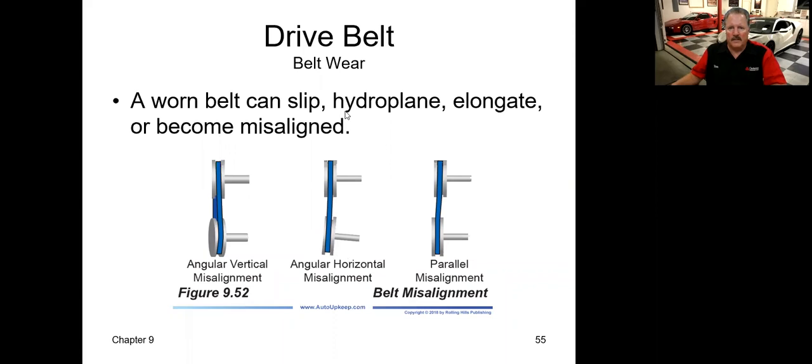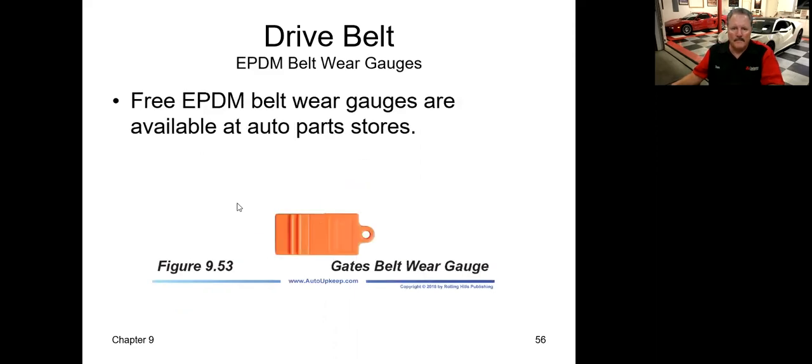A worn belt can slip, hydroplane, elongate, or become misaligned. You want to make sure that these belts stay lined up in the vehicle. If the pulleys start to get off a little bit, you can get belt squeal. The belt can wear out on one side and break prematurely. Generally, that's caused by the belt tensioner itself starting to wear out, and that's generally the problem.